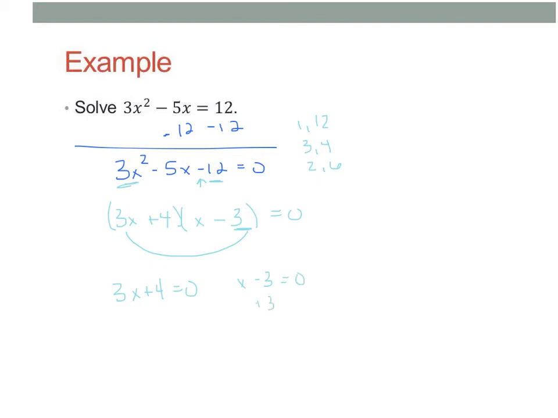And the last one there is going to nicely give us a 3. By the way, the directions don't say to check these, but you could check them just like we've checked everything else. And hopefully you are checking them because you want to make sure that they are correct. It's a great way to ensure your grade. You know that your answers are correct. So we get x equals 3 and negative 4/3.